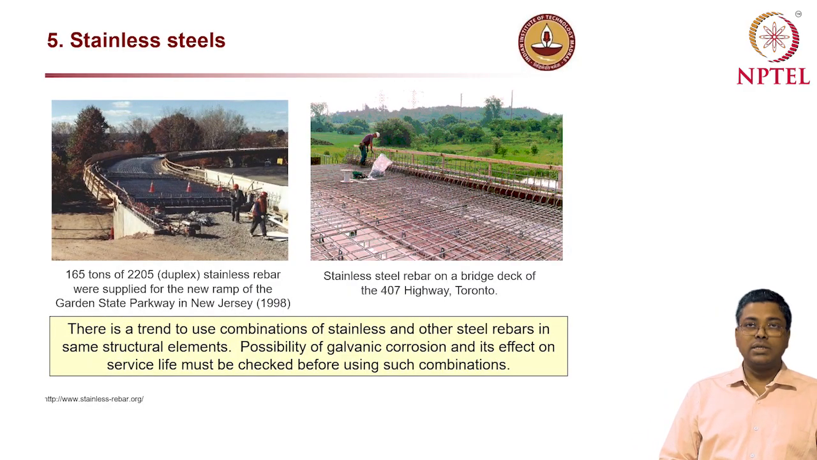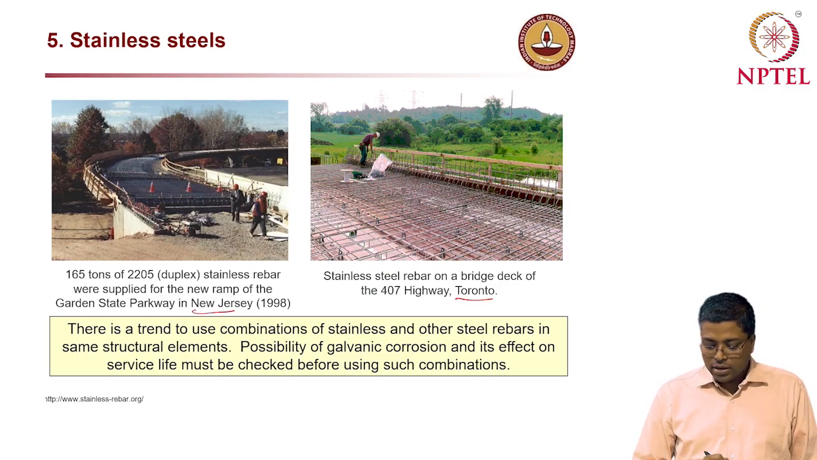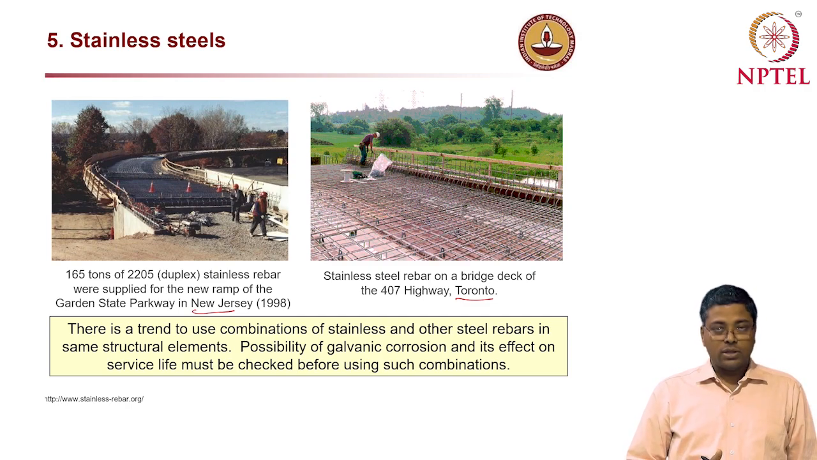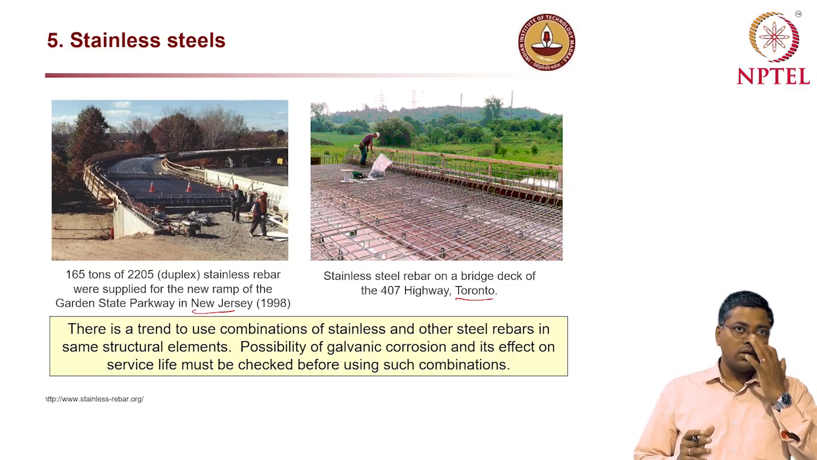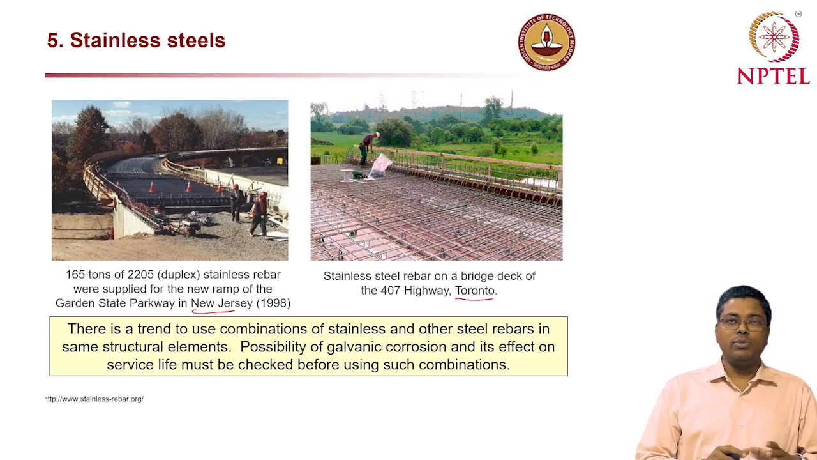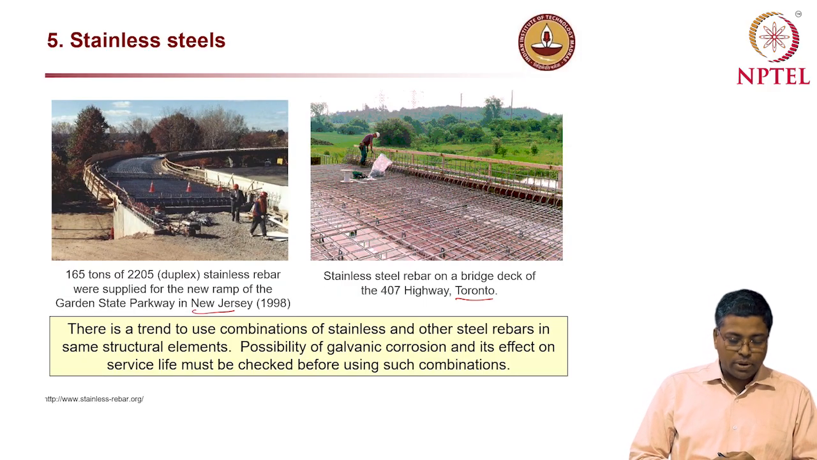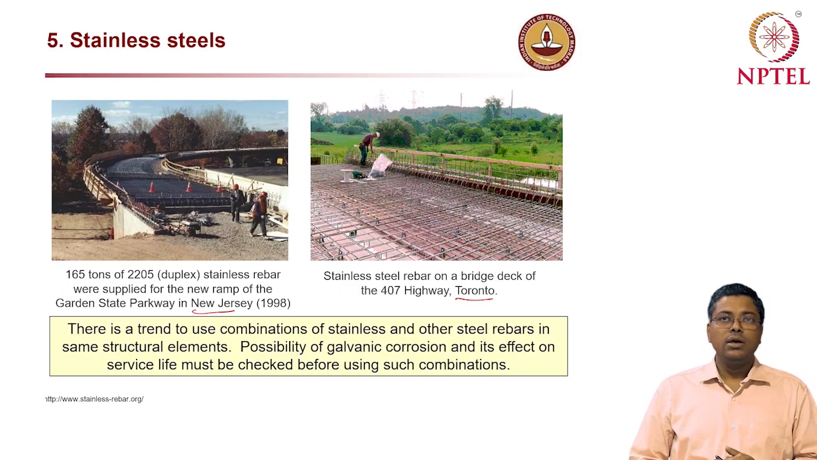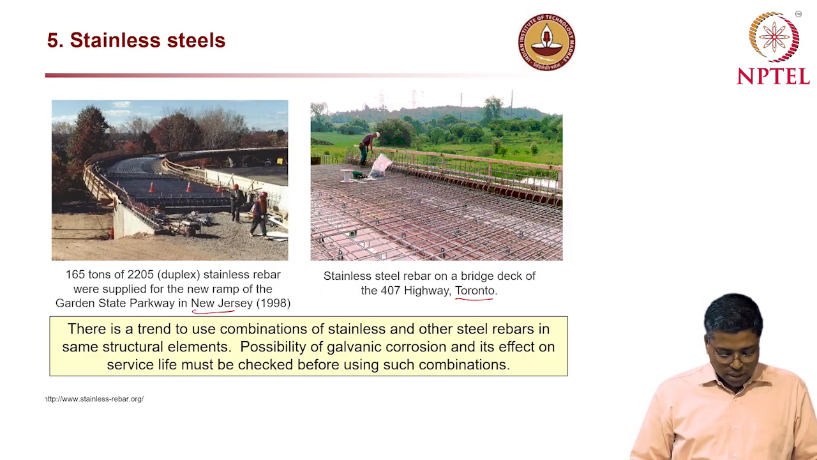There are a couple of other examples, in New Jersey and in Toronto, Canada, of bridges with stainless steel rebars. So it's not that people do not practice this. They practice this because they know very clearly that if they go for the other type of rebar, there will be huge repair activities or the need for very frequent repair. So in such cases, we really may have to go for highly corrosion resistant steel. One of them is stainless steel.